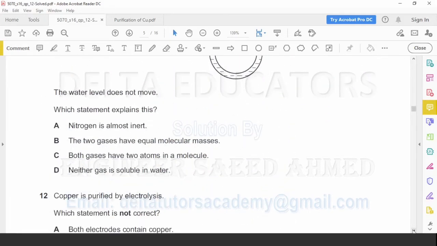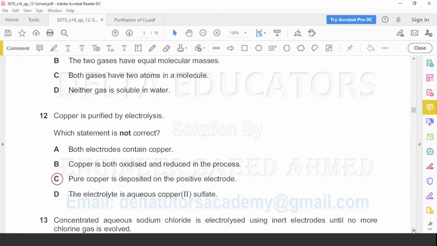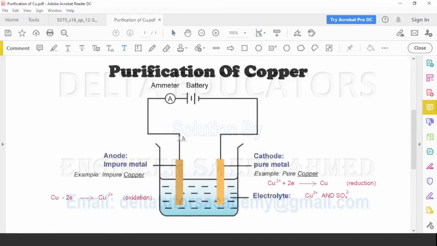Next question. Question number 12. Copper is purified by electrolysis. Which statement is not correct? Option A. Both electrodes contain copper. It is correct. Both the electrodes contain copper. One of impure copper, second of pure copper. Impure copper is anode, pure copper is cathode.